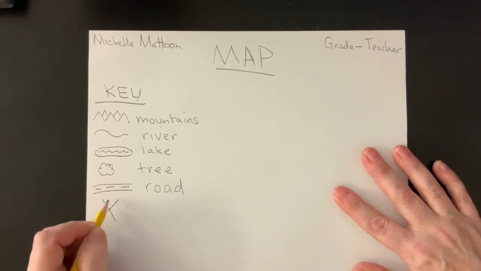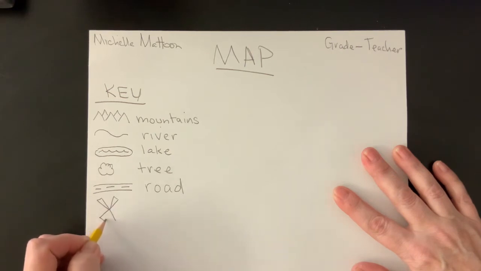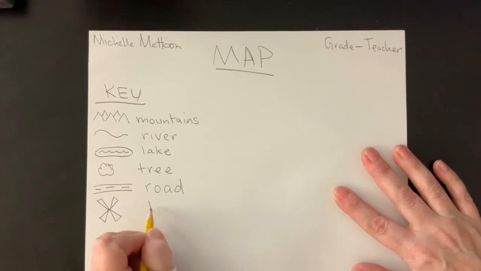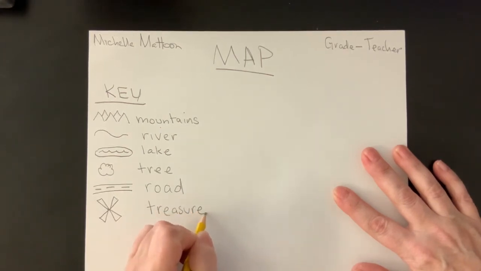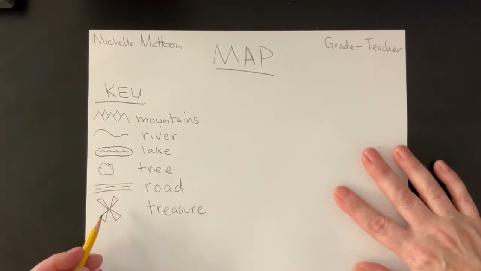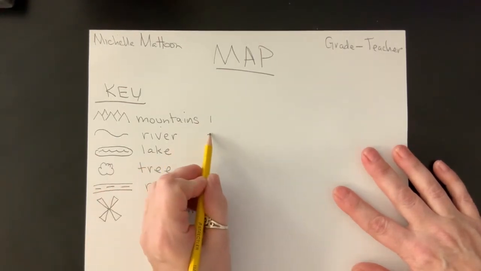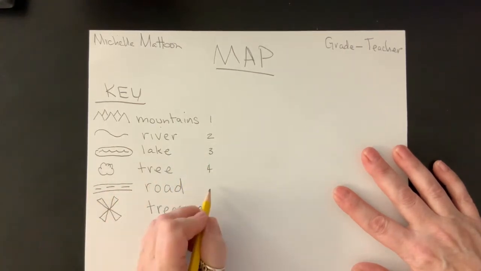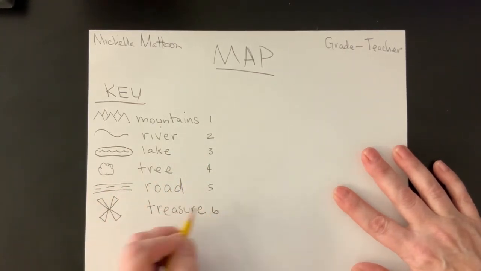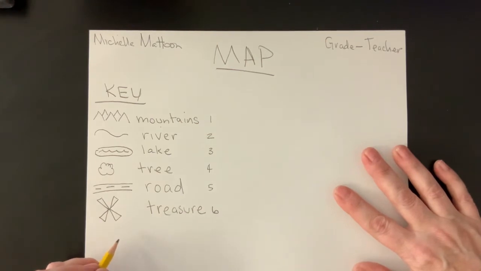And one more thing, I'm going to put an X, because if I want to make a treasure map, I need to show people that X marks the spot of where my treasure is. You can make that X any way that you want, and when it's time to color it, you can color it any color that you want. On my key, I have drawn 1, 2, 3, 4, 5, 6 things. And on your final map, you're going to need to make at least 5 different things.